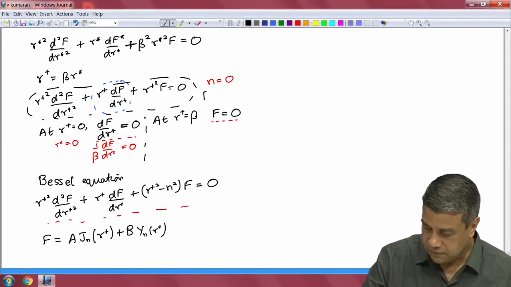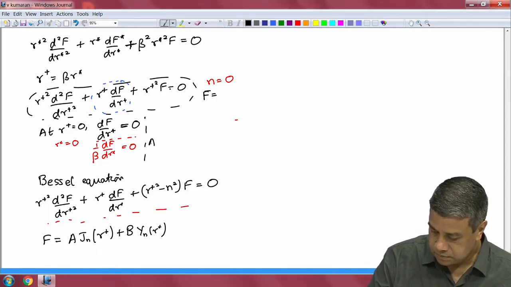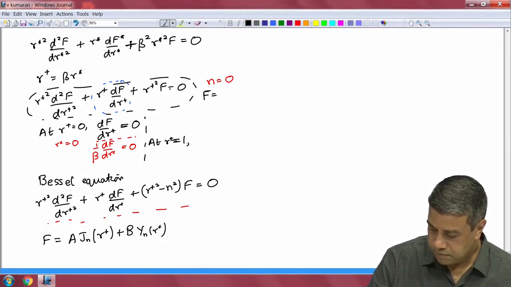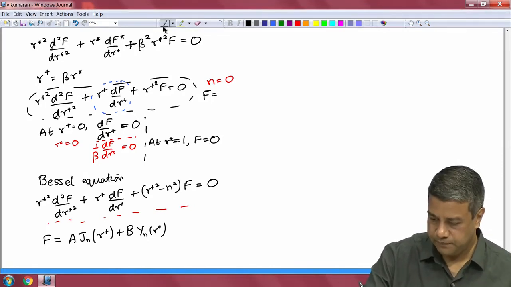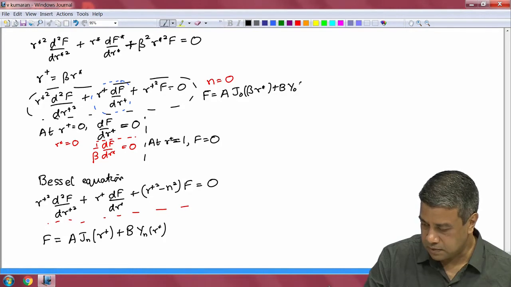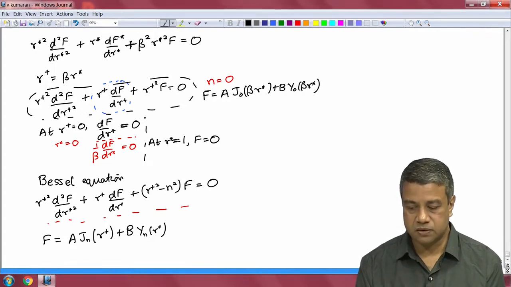That is, f is equal to, let me take this down, f is equal to a times J 0 of beta r plus b times Y 0 of beta r. So, that is the solution for n equal to 0.